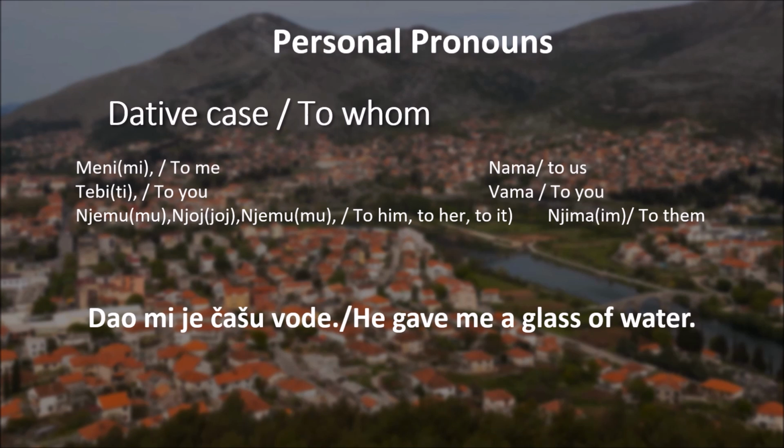Example. Dao mi je čašu vode. He gave me a glass of water. And that he gave me is answering the question to whom, and that's why we're using the dative case.